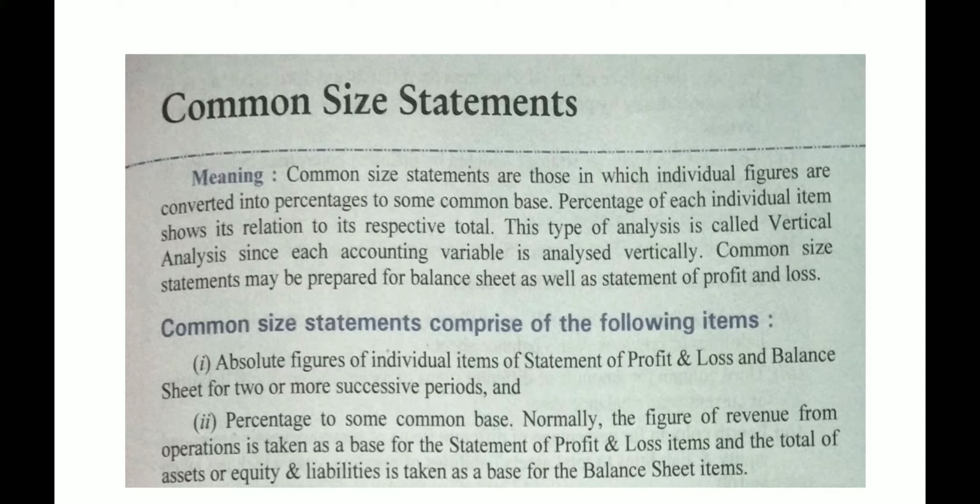include the following items. What are the following items? Absolute figure of individual items of profit and loss and balance sheet of 2 or more successive periods. Percentage of some common base to common base. Normally the figure of revenue from operation is taken in statement of profit and loss account, and total of asset or equity and liability is taken as a base for balance sheet item.